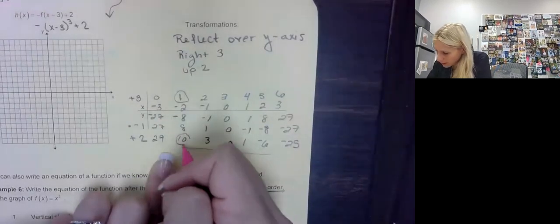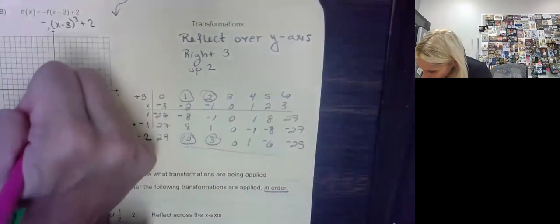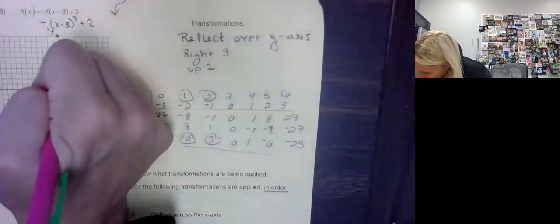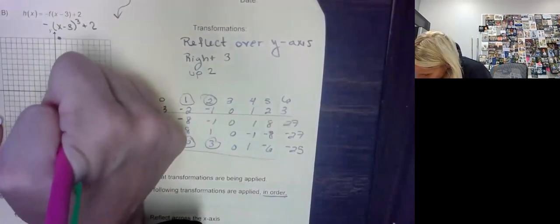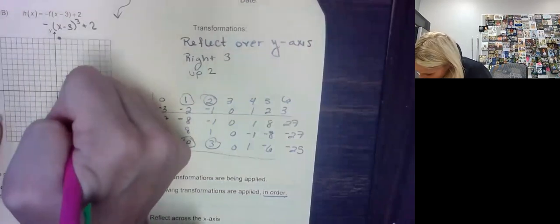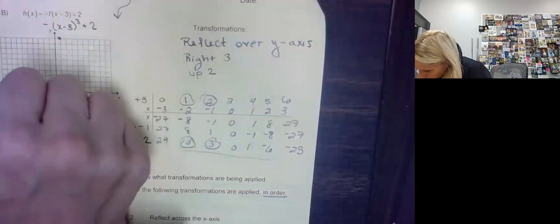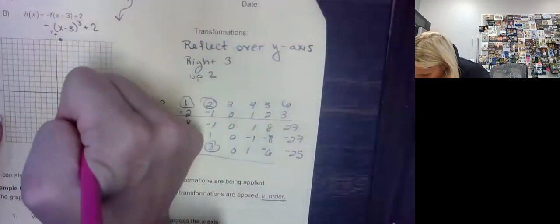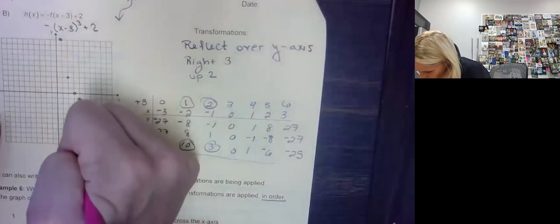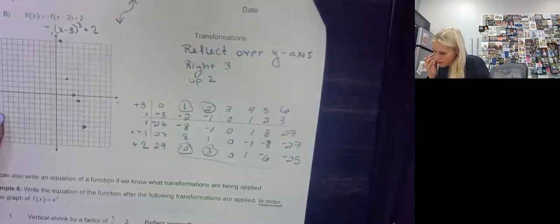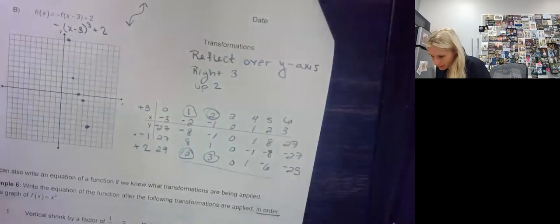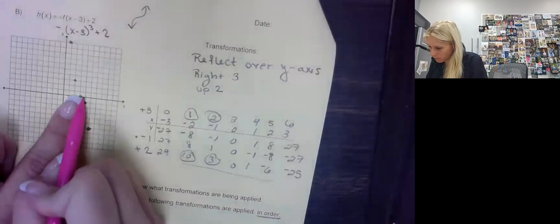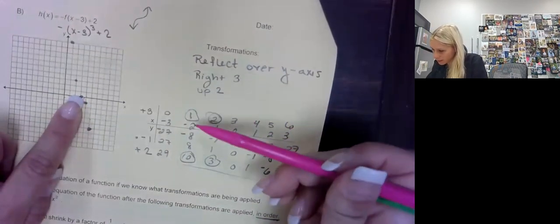Now remember, it's the outside. Okay, so 1, 10. 2, 3, 3, 0, 4, 1, 5, and then 1, 2, 3, 4, 6. Okay, and then that's it there. So right 3, up 2. I just want to make sure that I'm having these correct here, guys.